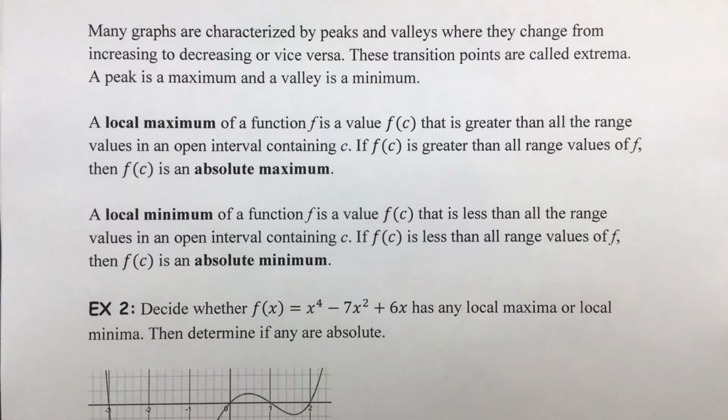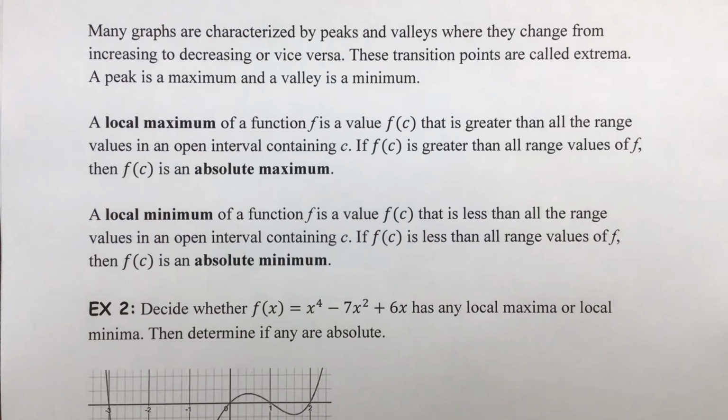Many graphs are characterized by peaks and valleys. These would be the high points and the low points of the graph. So if we're physically describing what a graph looks like, we tend to gravitate towards those areas. We talk about high points and low points. These points are going to be important because they're the transitions between increasing and decreasing intervals.